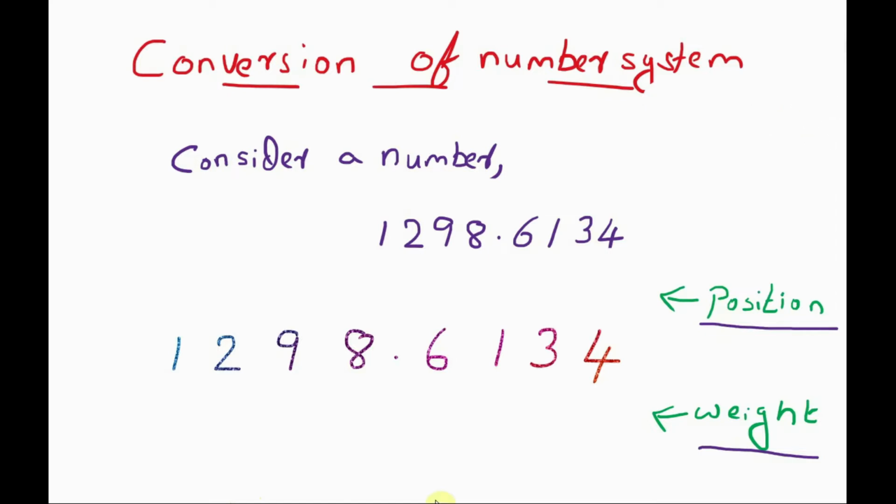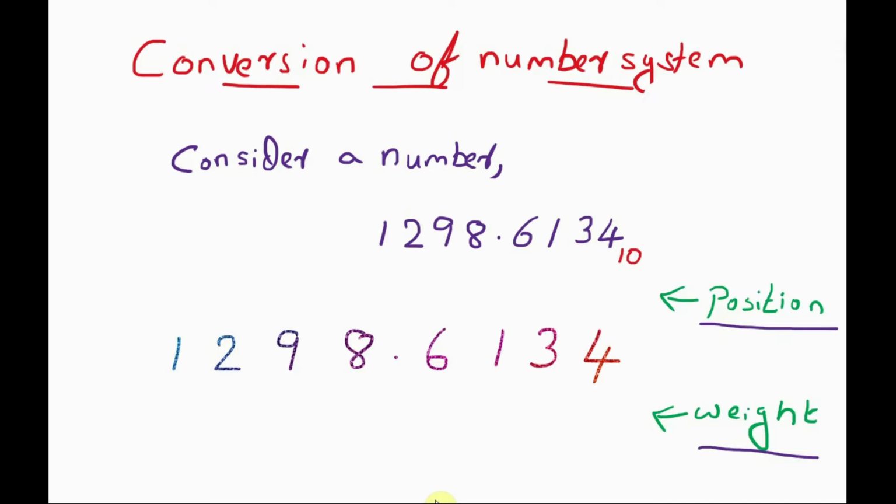Here I haven't marked any subscript. Suppose it is a decimal number, or I will write it as to the base 10. Consider the number 1298.6134 to the base 10. That means it is a decimal number.